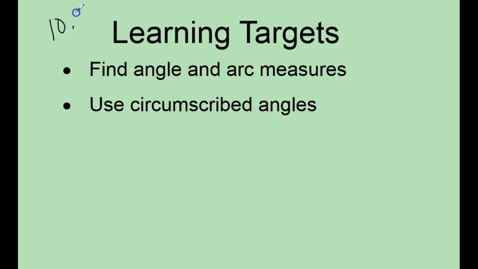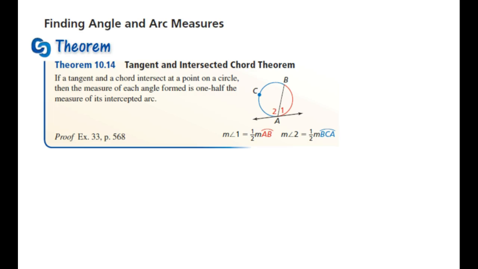Right here we're looking at section 10.5, and our learning targets for today are to find angle and arc measures, and then we're going to use circumscribed angles. So let's first look at our first theorem. Here's our theorem 10.14, the tangent and intersected chord theorem.